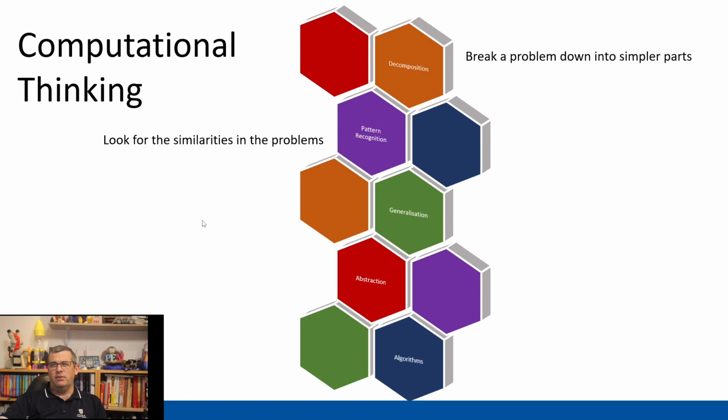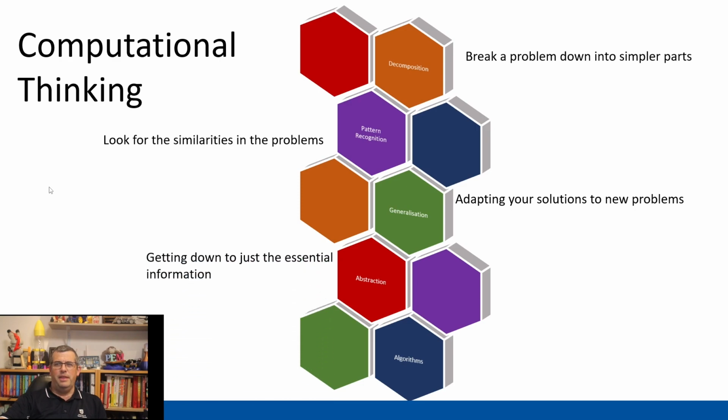Sometimes we'll then look for generalizations, where we can actually adapt our solutions to new problems. So we may have solved a little problem today. Could that be useful in the future? If we can, we try to generalize it. Then we get rid of all the extra detail that we don't really need, so we just get down to the essential nuts and bolts.